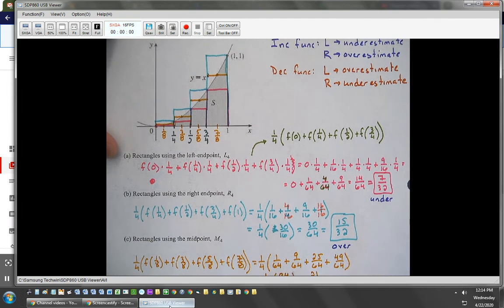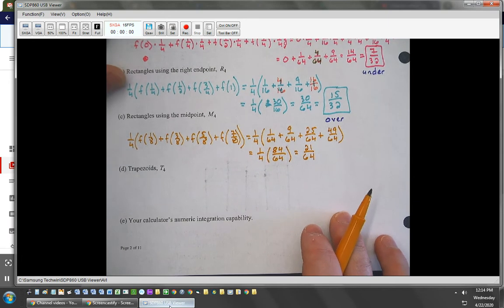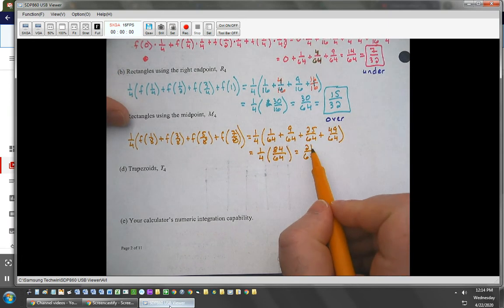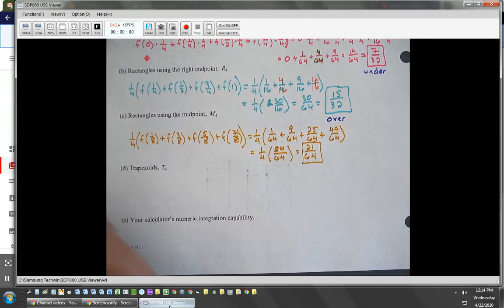Does anything reduce? Hopefully that reduces. No. 3, 7. Nope. So this is it. Now this is neither an overestimate nor an underestimate. I mean, it's going to be one or the other, but we can't tell yet whether it's an over or an under.